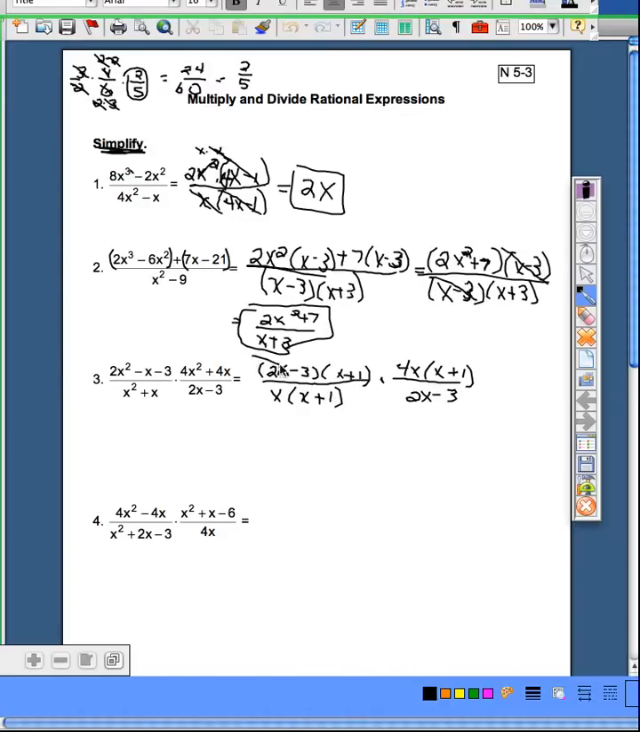So now, the 2x minus 3's cancel. The x plus 1's cancel. And this x will cancel with this x. Not the 4, just the x, because it's 4 times x. What's left uncanceled is an x plus 1 and a 4x, where the x is canceled, a 4 in the numerator. And so our answer is 4 times x plus 1.